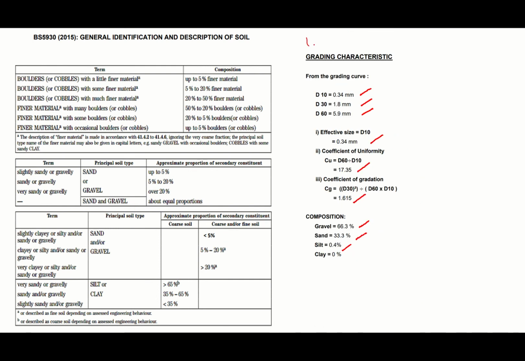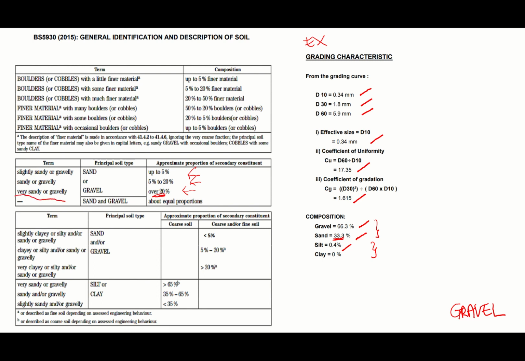So we have the third example. Again, the same process: compare the constituents of coarse grain and fine grain soil. Right now the majority of the soil is coarse grain, and the majority within the coarse grain is gravel, so you can put straight away the name of gravel there. Then look at the secondary constituent. Is it up to 5%, or 5 to 20%, or over 20%? Because you get 33.3%, it is over 20%.